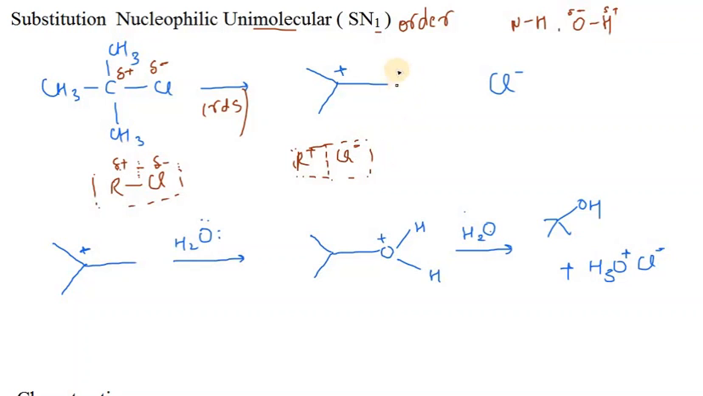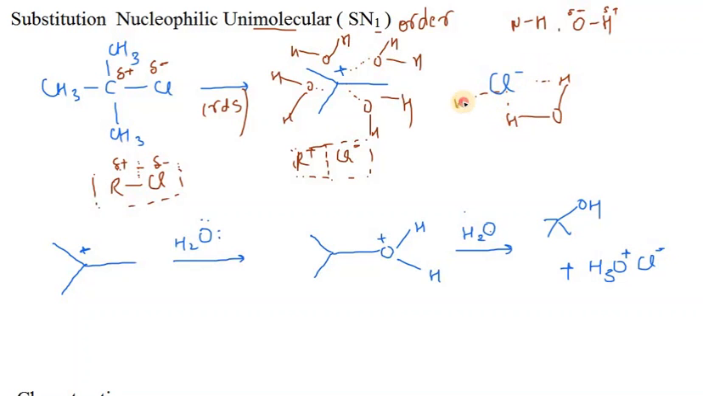Why? Because we have a polar protic solvent. So we have water here, OH and H. The negative tail of that polar protic solvent will surround the positive charge. So here again this positive charge is surrounded by the negative charge of oxygen, and the chlorine, the negative part, is surrounded by H, the positive tail of that polar protic solvent. So that's why in the case of polar protic solvent it enhances the SN1 mechanism.